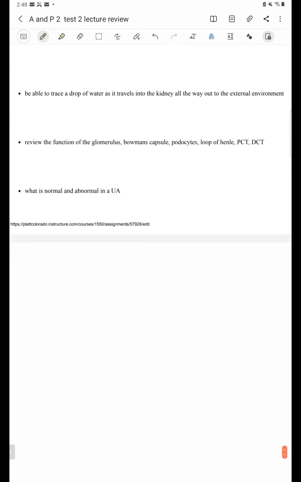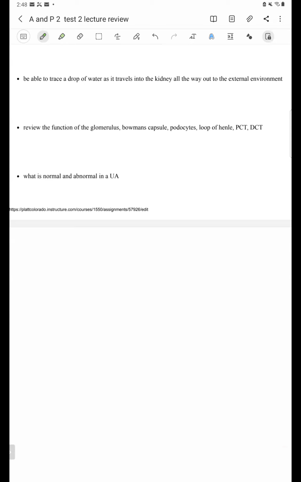Now, all those parts have a function, like the glomerulus and the podocytes. The podocytes are the filter part. Your proximal convoluted tubule, loop of Henle, and distal convoluted tubule are sites where you keep the good stuff and get rid of the bad stuff, and we drew all that out. So for practice and just to burn it into memory, I would redraw that, the stuff that we did.